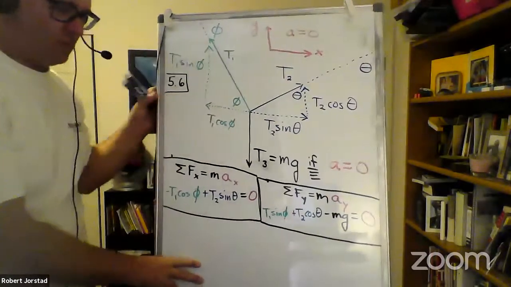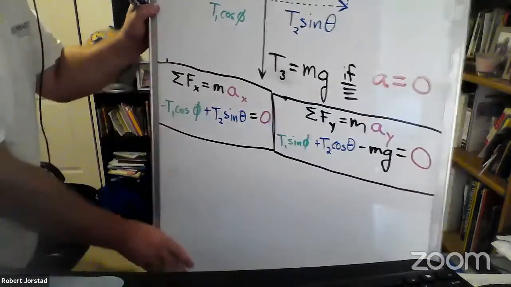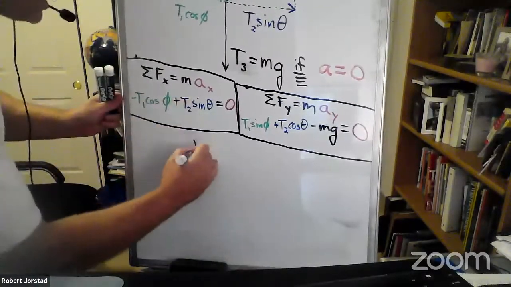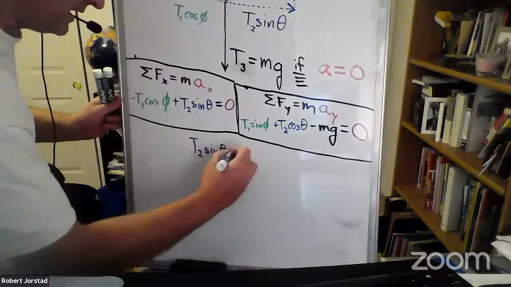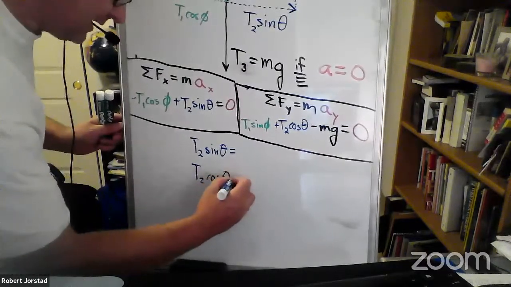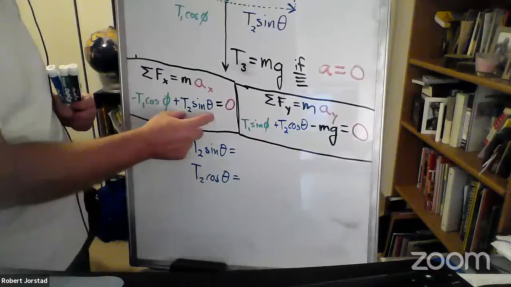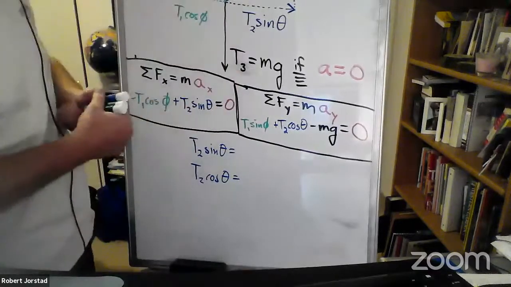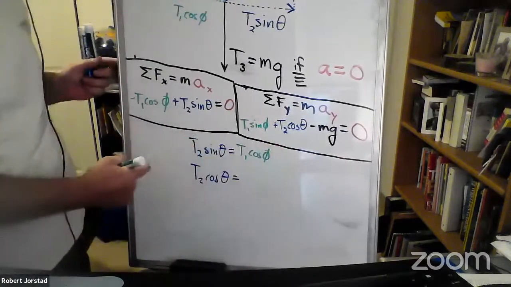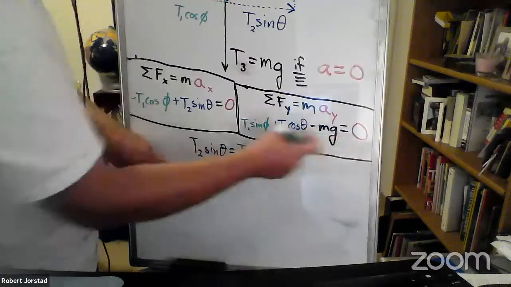What I would do is get this side and solve for T2 sine theta equals some stuff, and then immediately below it write T2 cosine theta equals some stuff. Let's do that. T2 sine theta would be equal to, bringing that over to the other side, it becomes positive T1 cosine of phi. T2 cosine theta, bringing this over, mg becomes positive, T1 becomes negative.